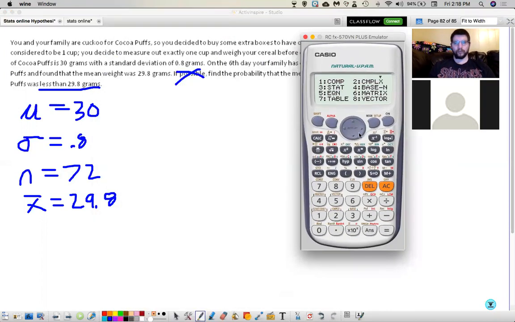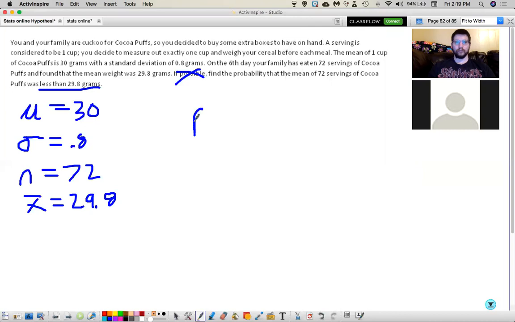Go to mode, distribution, normal CDF. Lower bound, well, it's less than that, so negative 1 times 10 to the 99. Upper bound, 29.8, 0.8, and 30. So P is 0.4013. And that's that.